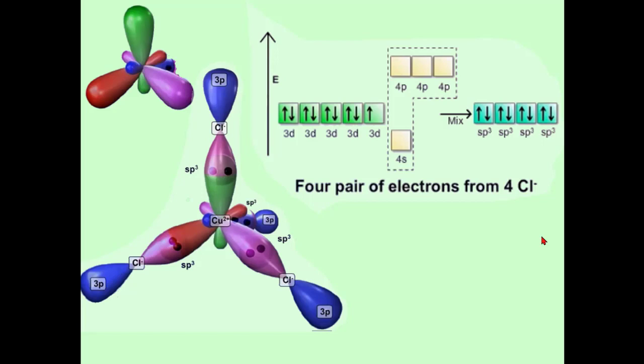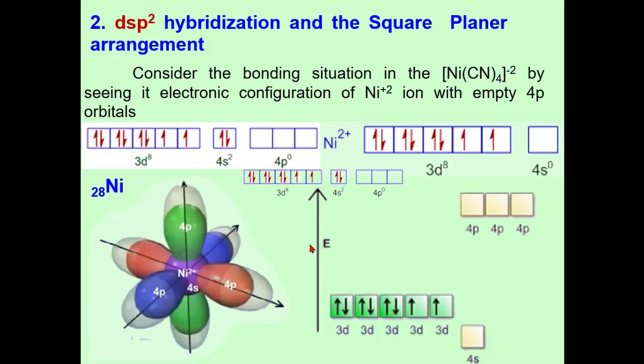Now we have to move on, and in this example you may see that according to valence bond theory, just s and p orbitals take part in hybridization, but there is no participation of d orbital in hybridization. But now we are going to another case, in which we may see that d orbital also takes part in bond formation.